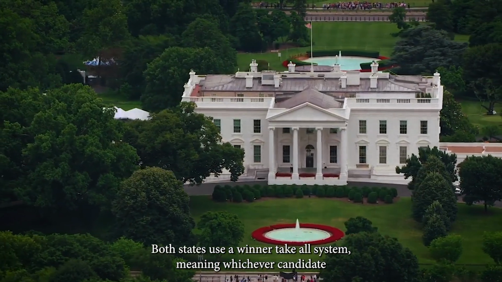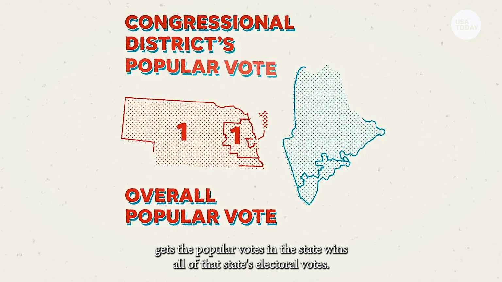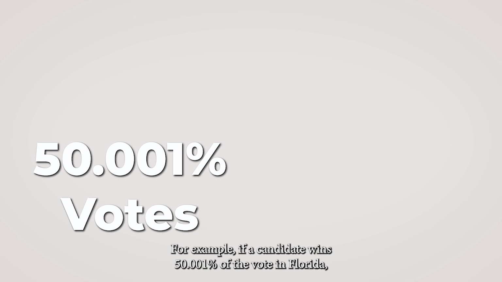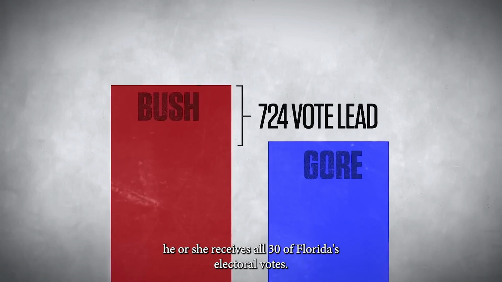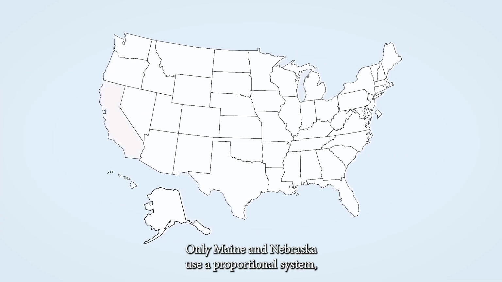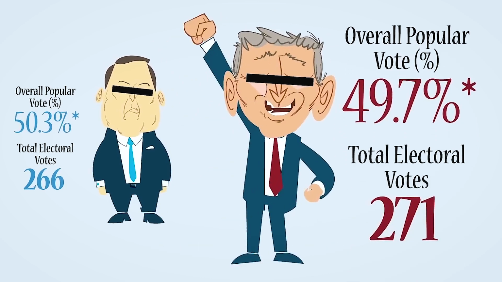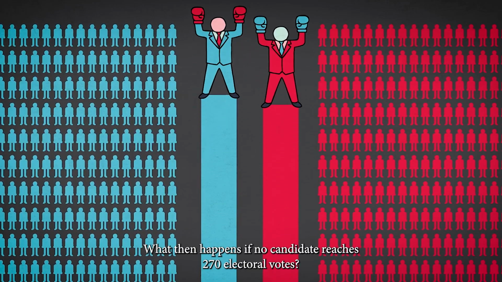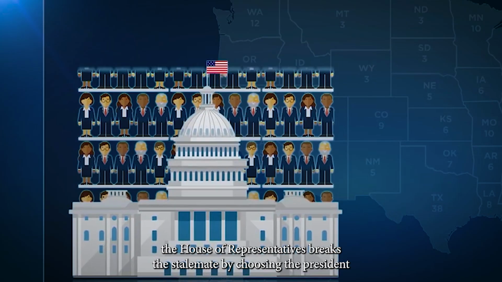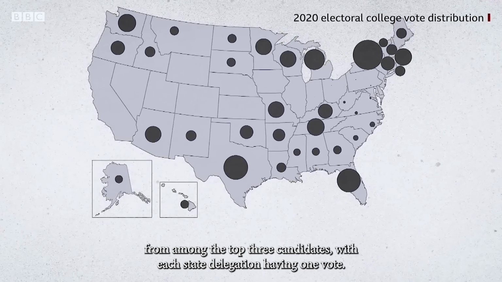Most states use a winner-take-all system, meaning whichever candidate gets the popular votes in a state wins all of that state's electoral votes. For example, if a candidate wins 50.001% of the vote in Florida, he or she receives all 30 of Florida's electoral votes. Only Maine and Nebraska use a proportional system, where electoral votes can be split between candidates based on how each congressional district votes. What then happens if no candidate reaches 270 electoral votes? At this point, the House of Representatives breaks the stalemate by choosing the president from among the top 3 candidates, with each state delegation having 1 vote.